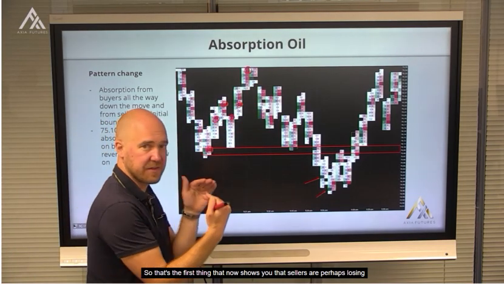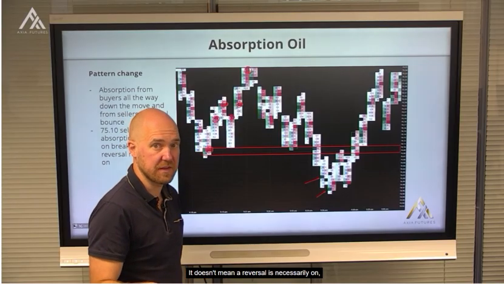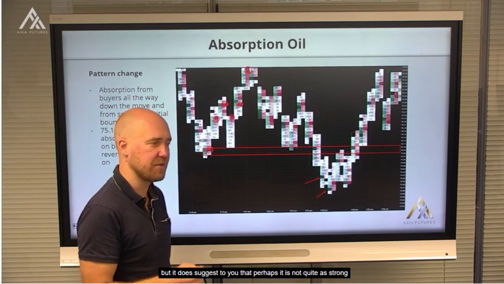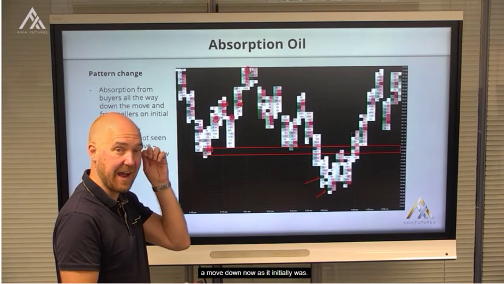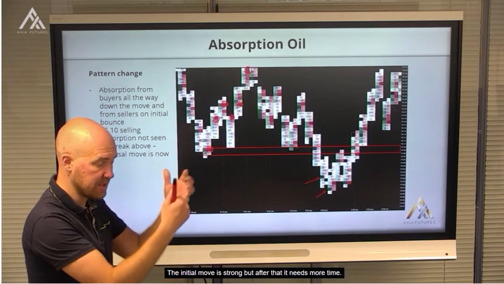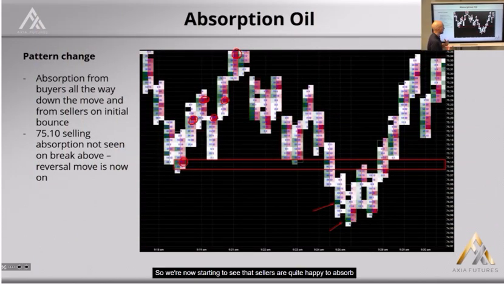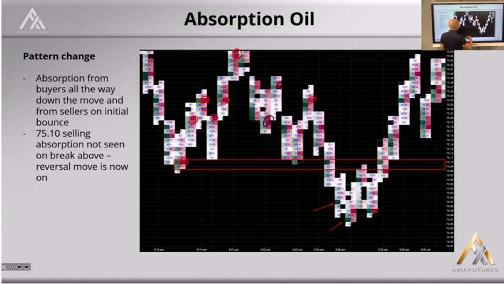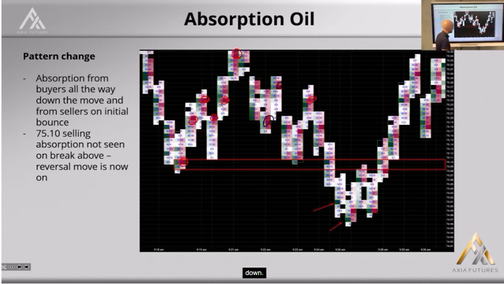That now shows you that sellers are perhaps losing the aggression with which they're moving. Doesn't mean a reversal is necessarily on, but it does suggest to you that perhaps it is not quite as strong a move down now as it initially was. The initial move is strong, but after that, it needs more time. So we're now starting to see that sellers are quite happy to absorb and trade this passively rather than quite so aggressive as they did on the way down.